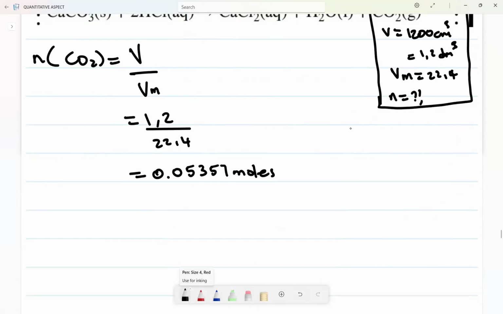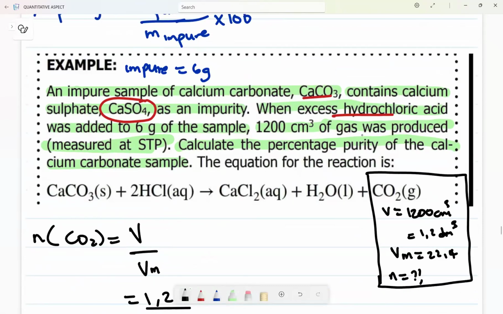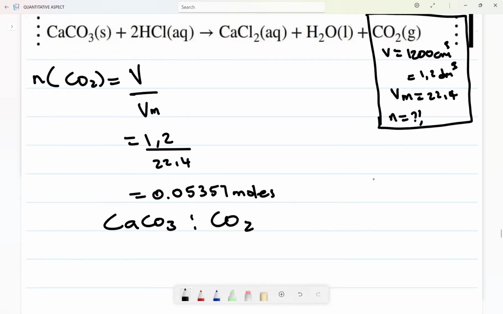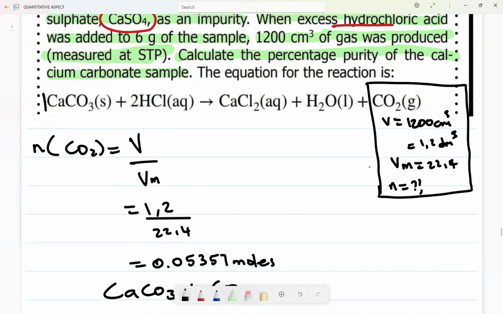Remember, I said for percentage purity, you need 4 steps. The 3 steps of stoichiometric calculation, as well as the last step where you calculate the purity. Okay. Then now I need to use what? The mole ratio between what? The mole ratio between calcium carbonate as well as what? As CO2. Okay, the mole ratio between calcium carbonate and CO2, it is 1 is to 1.